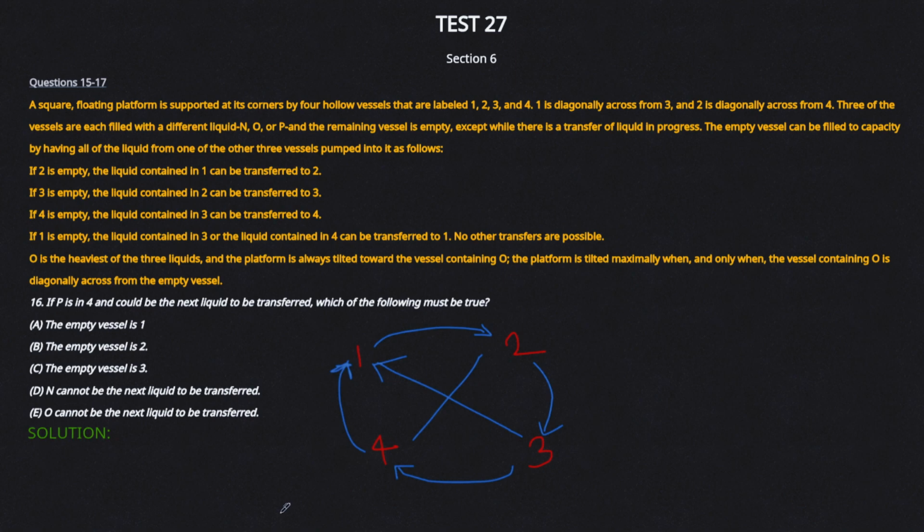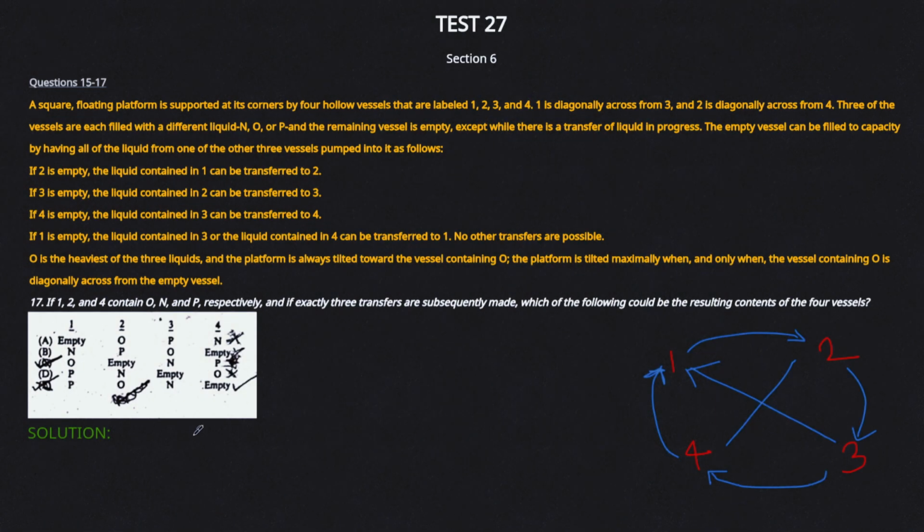Question number 16. If P is in 4 and could be the next liquid to be transferred, which of the following must be true? So we have P here, and this has to be the next one to transfer. So we know from 4, the only place you can go is 1. So the empty vessel has to be 1. What we're provided here is if 1 is empty, the liquid contained in 3 or liquid contained in 4 can be transferred to 1. So it says P is in 4 and that is the next liquid to transfer. So it can only go to 1. So the empty vessel is 1. The correct answer is A.